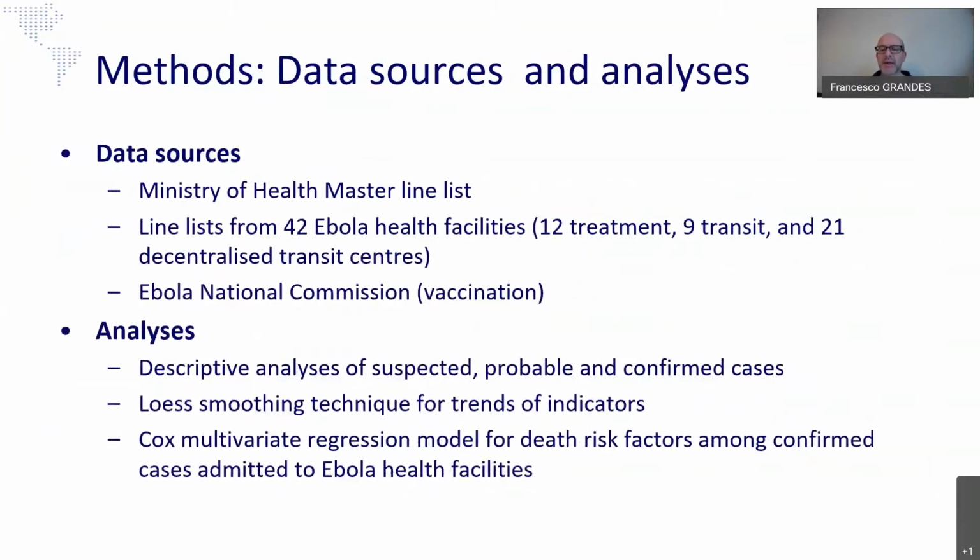Data used in this analysis are the line lists of the Ministry of Health and the compiled line lists from the 42 Ebola health facilities. We also use vaccination data that were compiled by the Ebola National Commission. For the descriptive analysis, we use lowess smoothing for presenting the trends of the indicators, and a Cox multivariate regression model to identify risk factors for death.